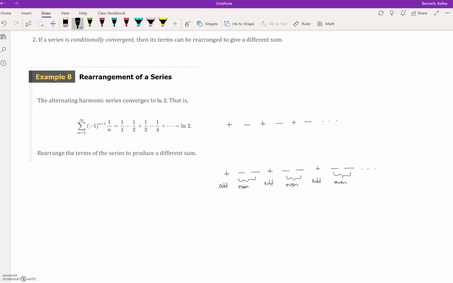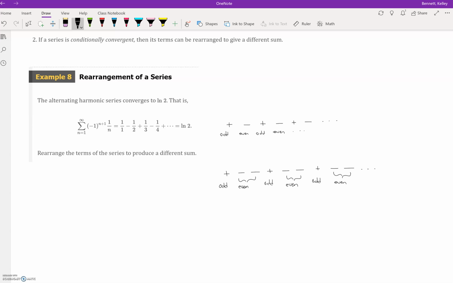So I'm still going to have all of my odds and all of my evens, just like up here I have odd, even, etc., and so on. I'm just rearranging them. That's all I'm doing.